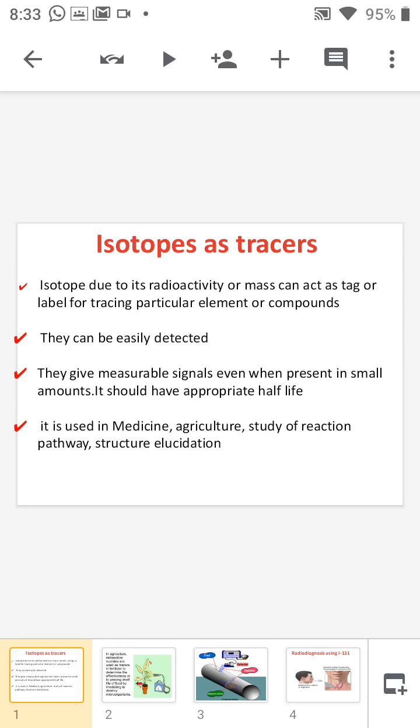Good morning, everybody. Today we are discussing the next topic of nuclear chemistry, that is isotopes as tracers.